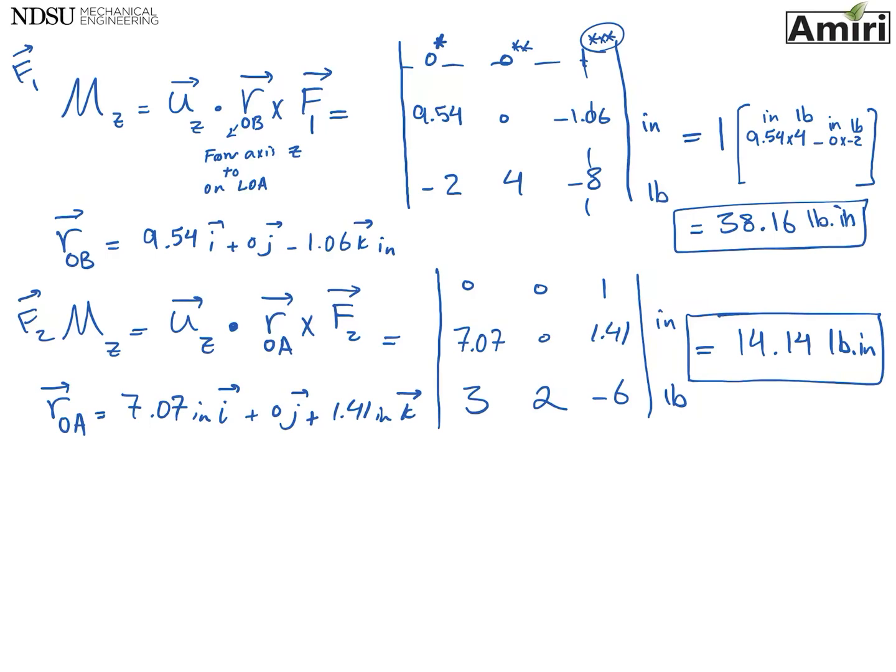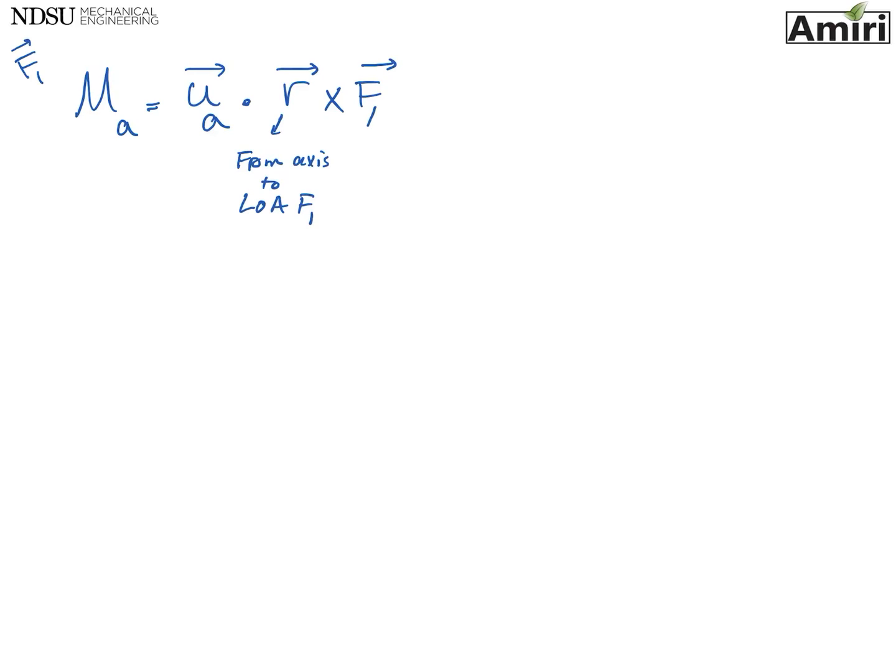All right, so these two are kind of easier ones because the unit vector was the unit vector of the z-axis. So now the problem is asking us, let me go to a new page, to find the moment of F1 about the A axis. So it's going to be the unit vector of A dot R cross F. R is always from any point on the axis to any point on the line of action of F1.